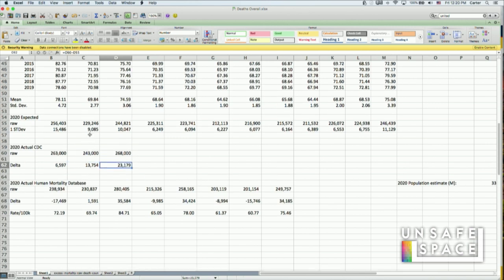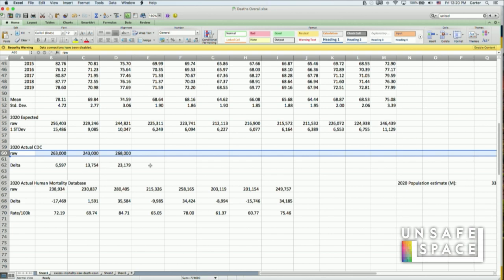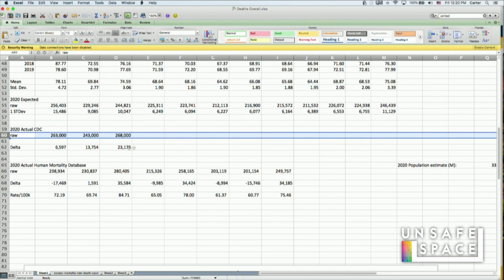But then I went to the actual Human Mortality Database because these CDC numbers for 2020 are kind of weird. They're only the first 3 months, and I wanted more data.